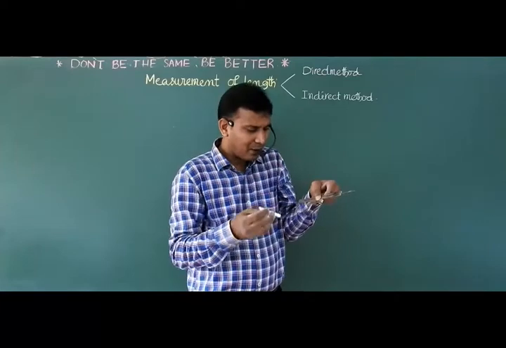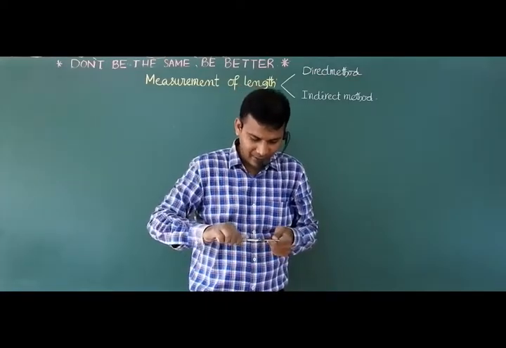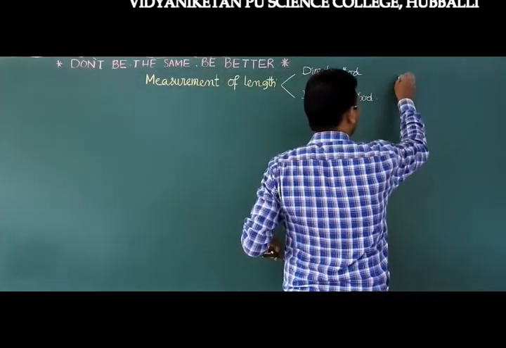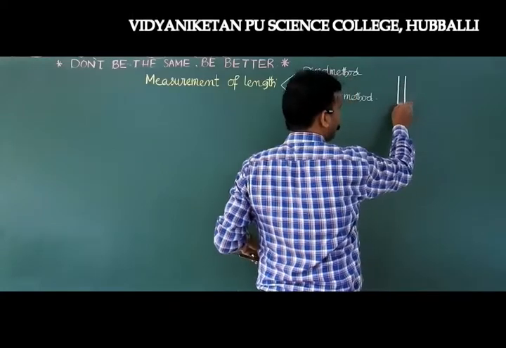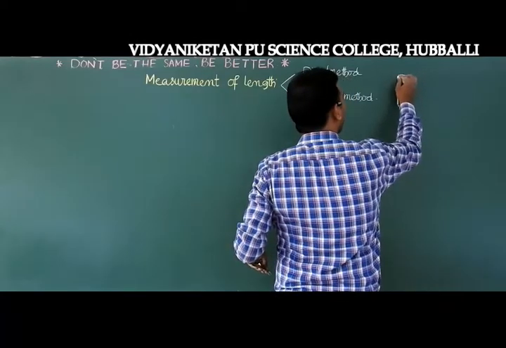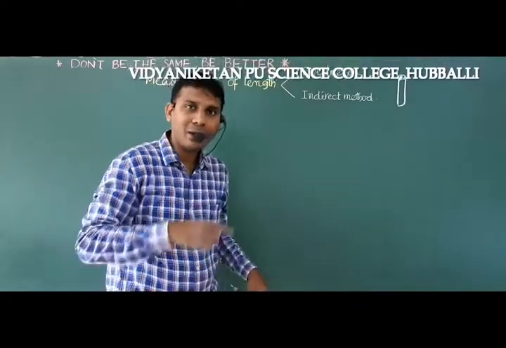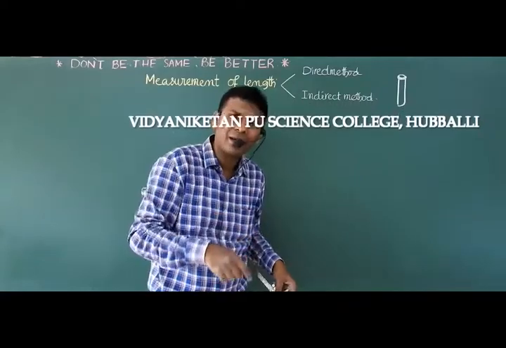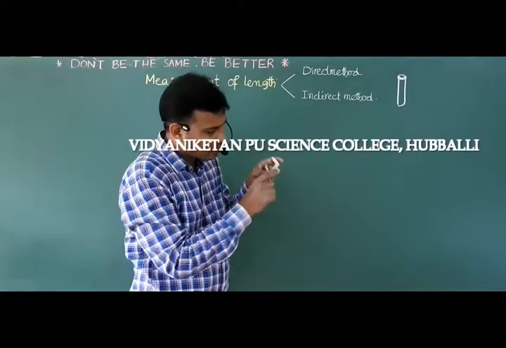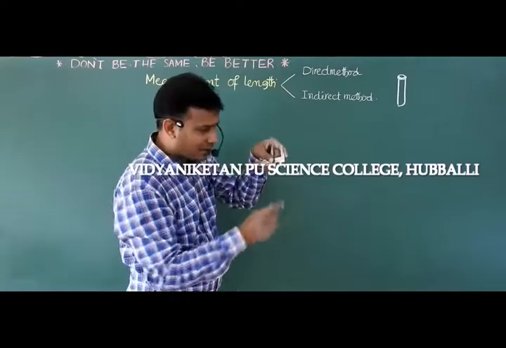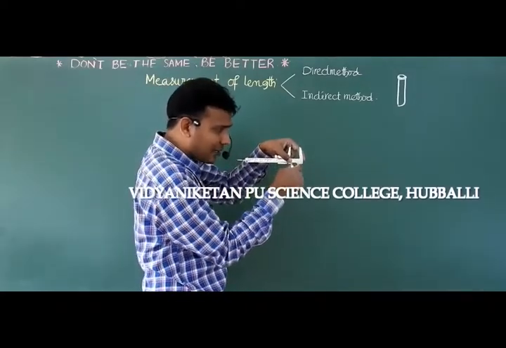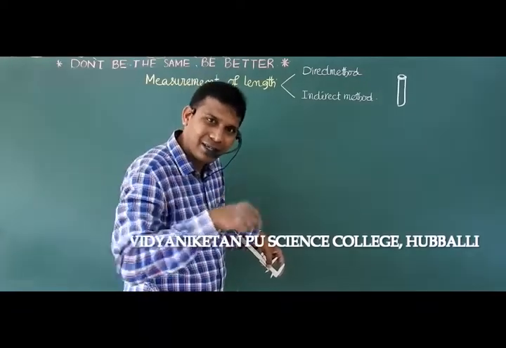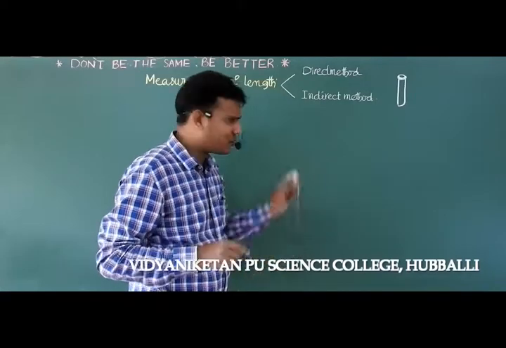For example, you know a test tube like this. This is an open test tube. I want to calculate the inner diameter of that test tube. How to find that diameter? The diameter of that test tube we can also measure with the help of these two jaws. If you keep these two jaws in the tube, then we can find out the diameter of that test tube. So this is also a direct method.